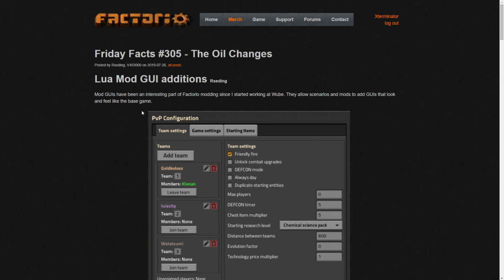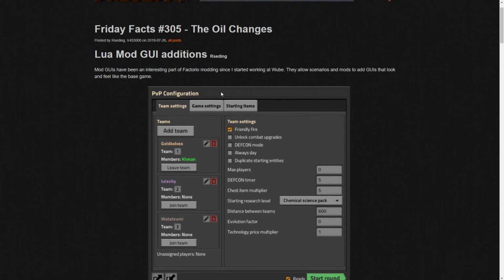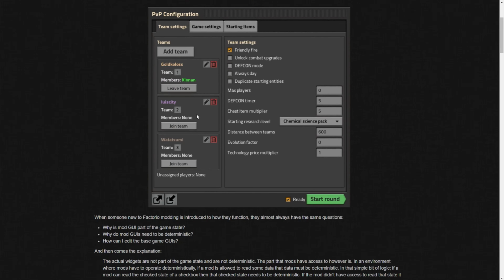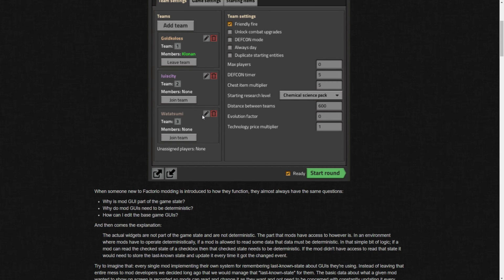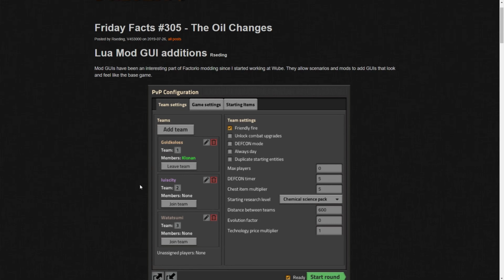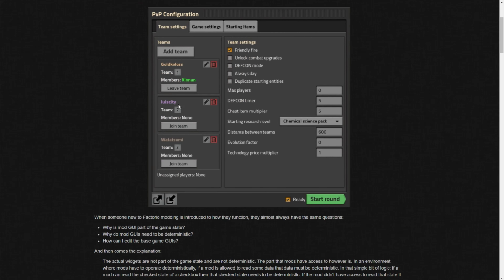So this is basically in reference to mod GUIs, like GUIs that mods add to the game. This is written by our seating, and to summarize most of this, there are some things that the GUIs do and don't do, and some misconceptions regarding them being deterministic. Some common questions people have when starting modding and messing with GUIs are: why is a mod GUI part of the game state? Why do mod GUIs need to be deterministic? And how can I edit base game GUIs?